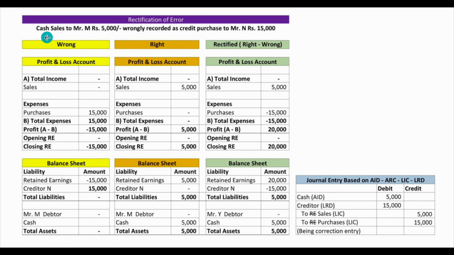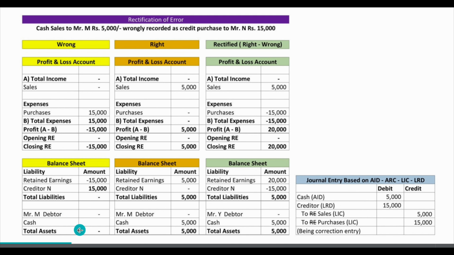Rectification of error. Cash sales to Mr. M rupees 5,000 wrongly recorded as credit purchases to Mr. N rupees 15,000. As a first step, we will write what happened wrong. Purchases 15,000, due to which profit is minus 15,000. So closing retained earning is minus 15,000, that will appear on the balance sheet liability side as minus 15,000. And it is recorded as credit purchases to Mr. N, so creditor N is plus 15,000. So minus 15,000 plus 15,000 is 0. The balance sheet asset side is also 0, and our balance sheet tallies.